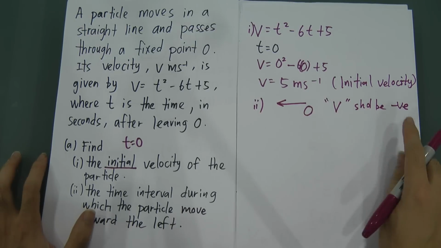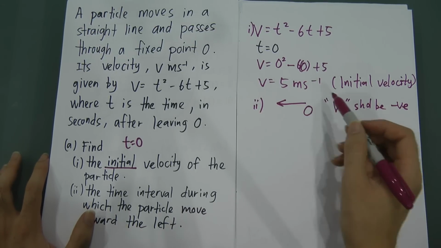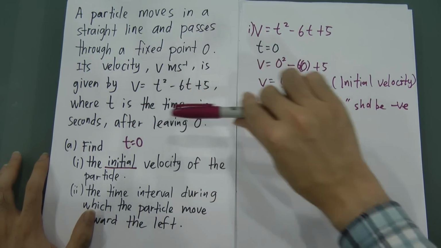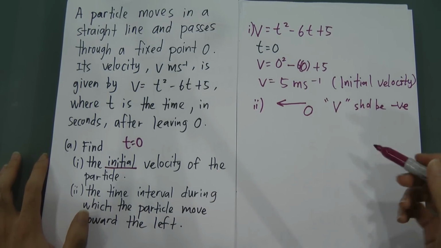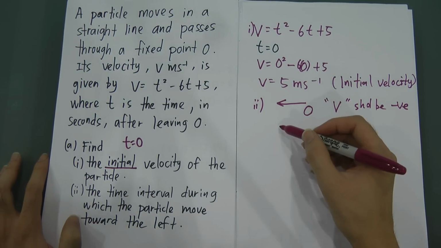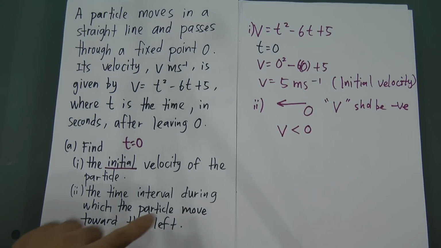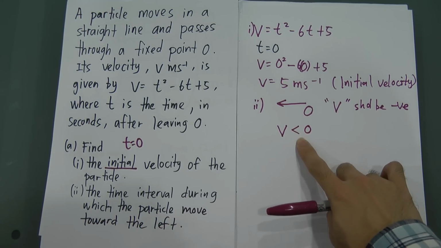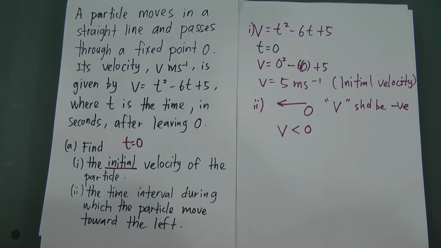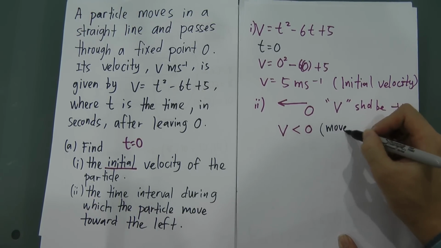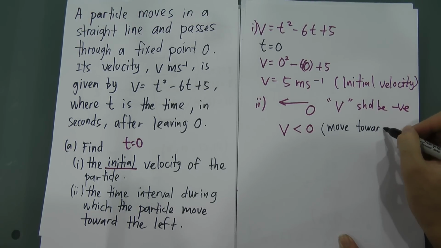Because we know when velocity is negative, it moves in this direction. When velocity is positive, it will move in this direction. So when he says the particle moves toward the left side, we know v should be smaller than 0. If the particle moves toward the right, then v will be bigger than 0. So I make a remark here: this one is moving toward the left.